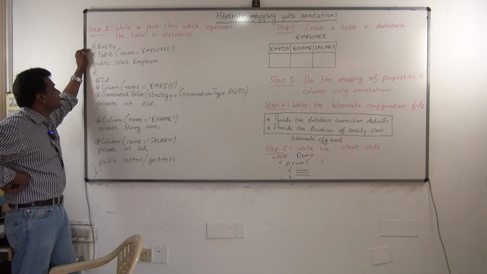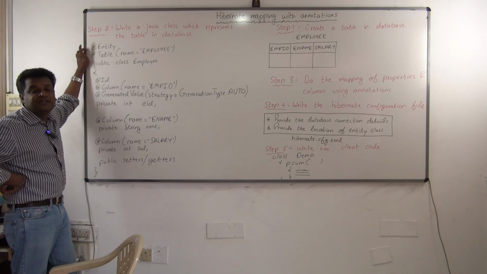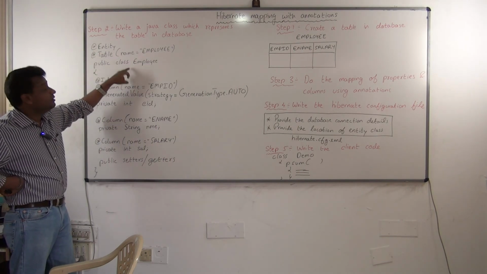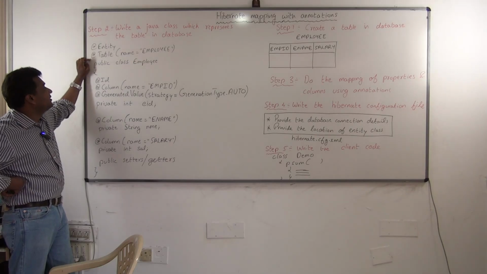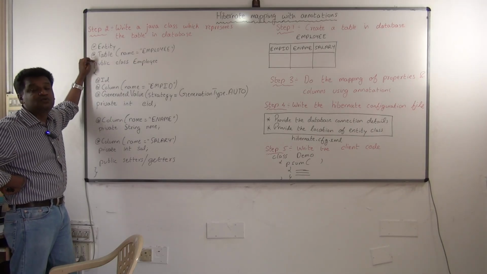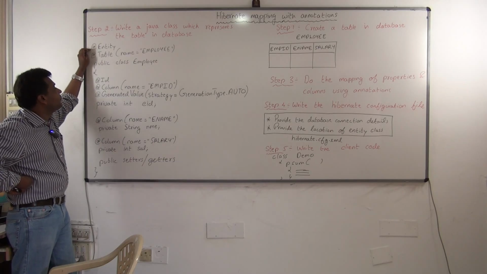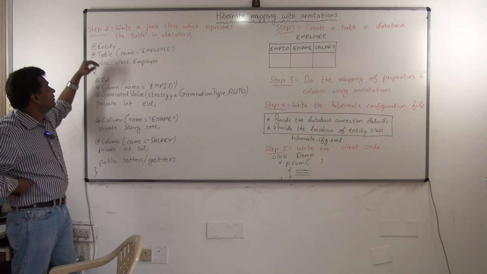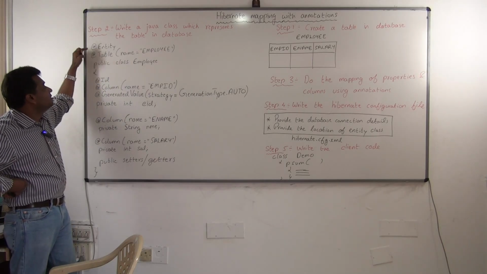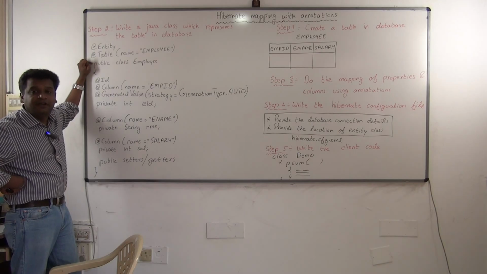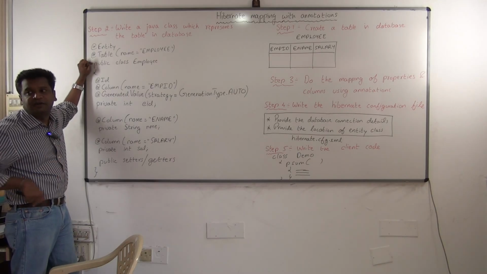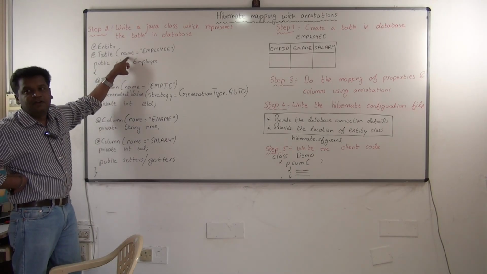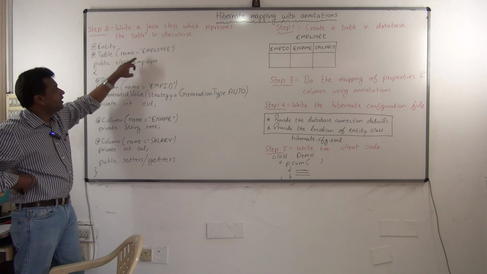See this carefully. I'll be doing it with the help of annotations. Look at the first annotation used here, @Entity. This annotation is used at the class level. I'm using @Entity at the class. And one more annotation which I'm using at the class level is @Table. Now what do these 2 annotations do? @Entity tells that this is a Java class which will be used as an entity.